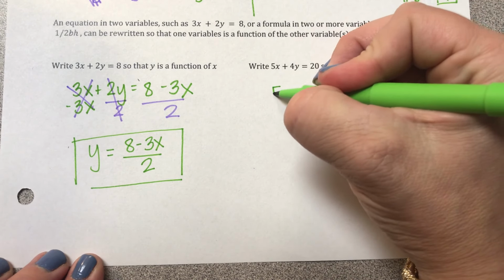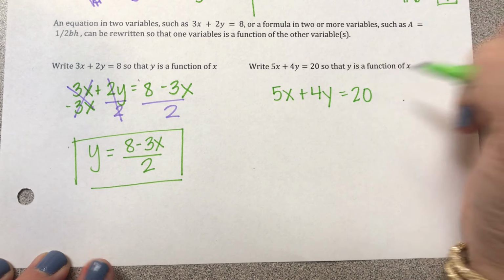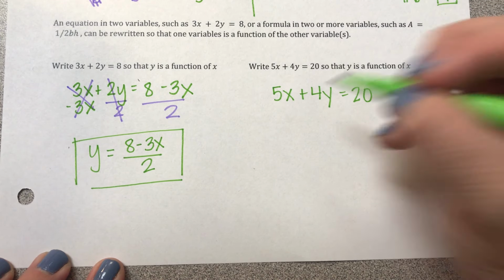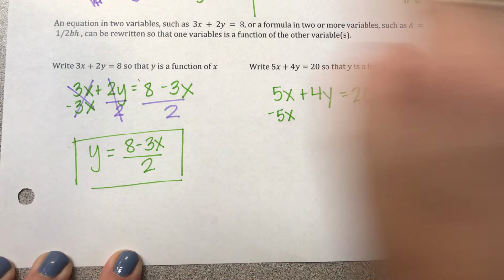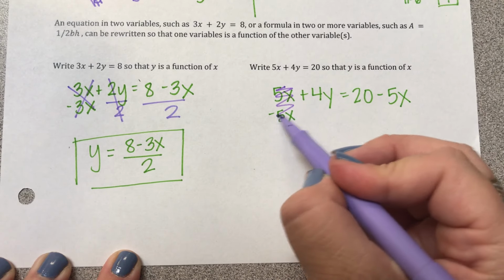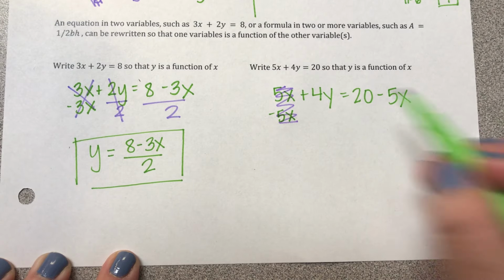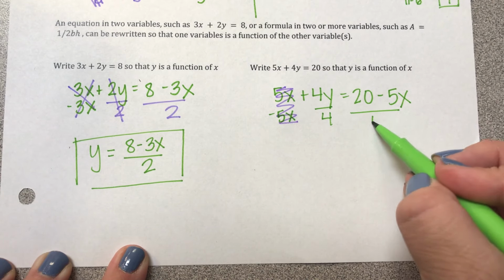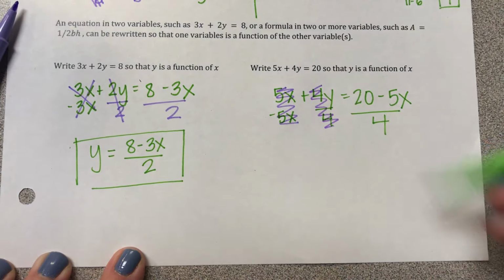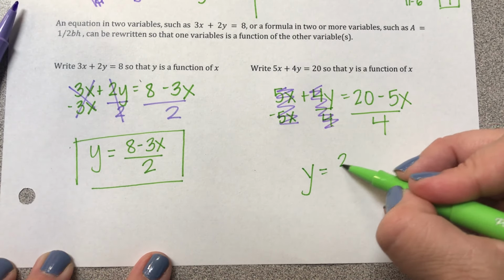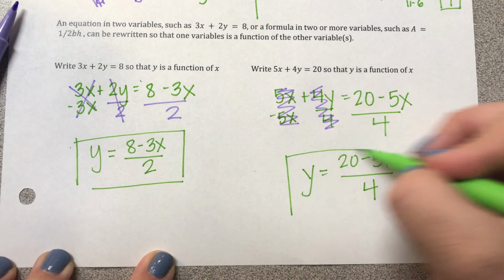So on this one, I have 5x plus 4y equals 20. I'm going to try to solve it for y, so I'm going to subtract 5x from both sides. When I do that, those cancel out. So now I have 4y equals 20 minus 5x. I'm going to divide both sides by 4 because I want this to cancel out. And I'm left with y equals 20 minus 5x over 4.